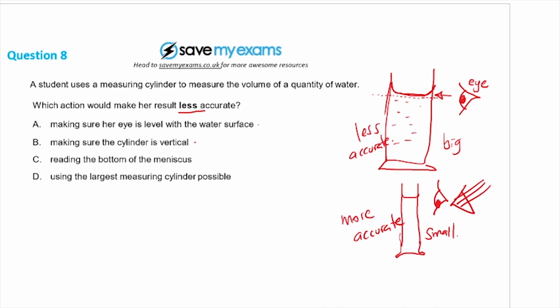Because now when this surface area is big, I'm not able to accurately read the lower part of the meniscus because the lower part of the meniscus also becomes wide. But when I am using a smaller one, like this one, a smaller measuring cylinder, I'm able to easily look at the meniscus bottom closer to the graduations and I'm able to get a more accurate result. So what action would make her result less accurate? Using the largest measuring cylinder possible.